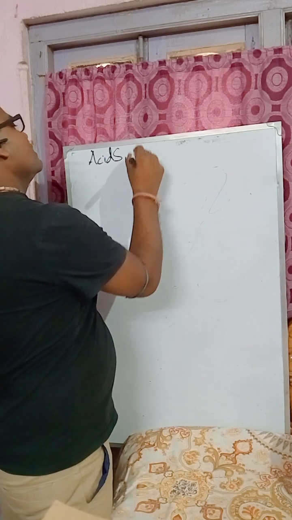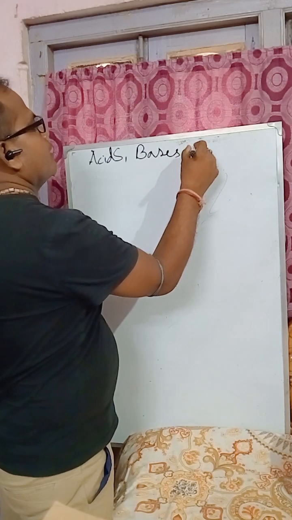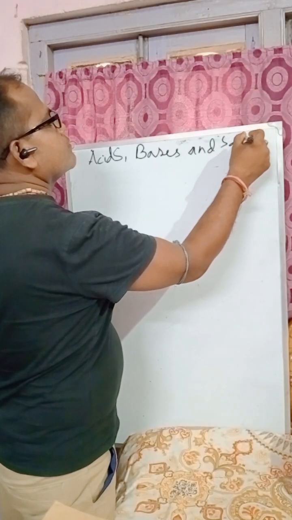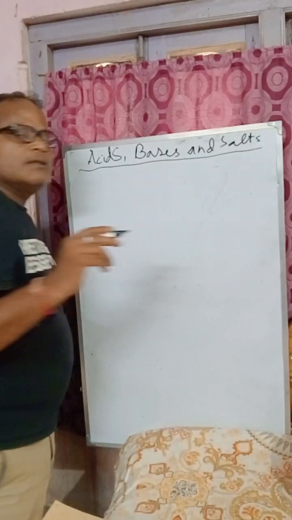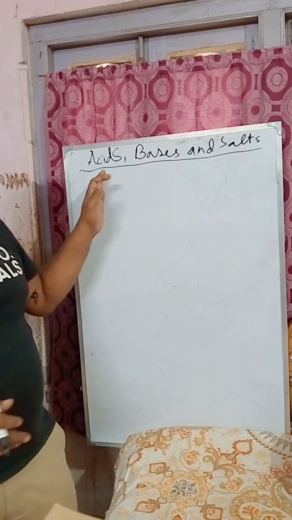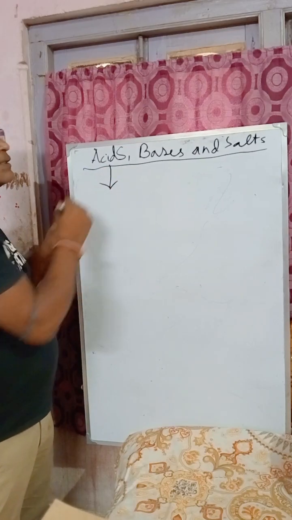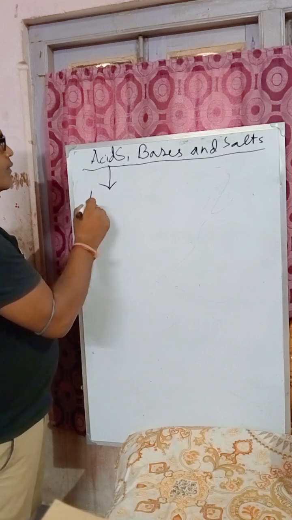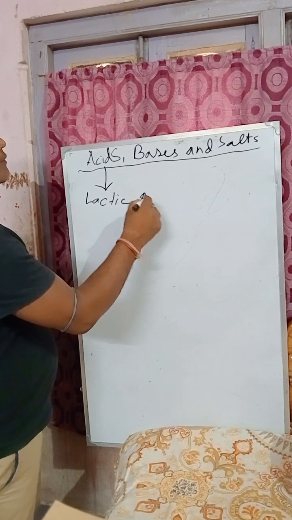Then bases and salts, right? So the primary knowledge of what is acid. What do you think acids are? There are different kinds of acids. The acids produced in our body are called lactic acid, right? Lactic acid.